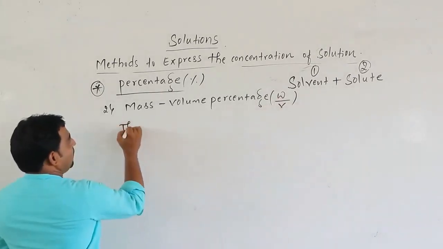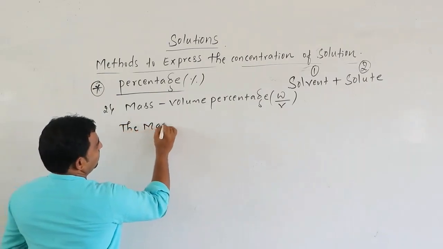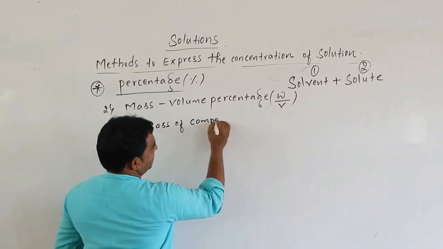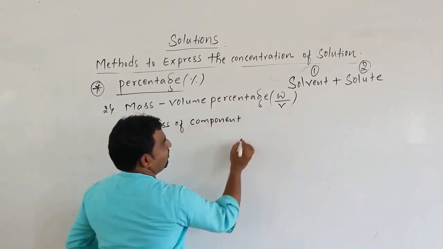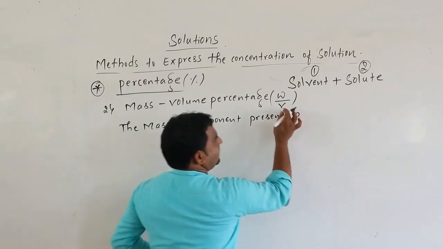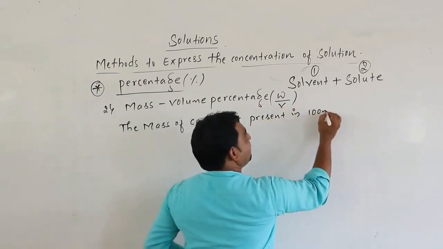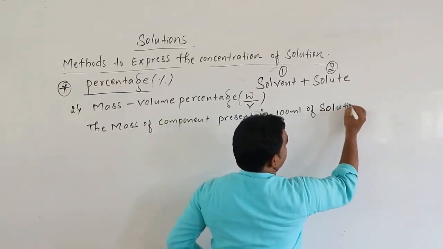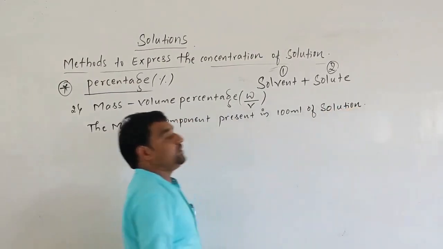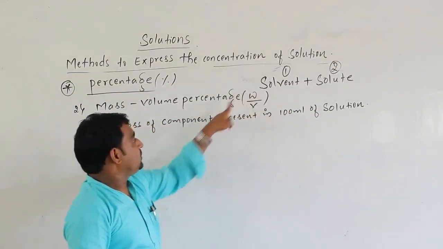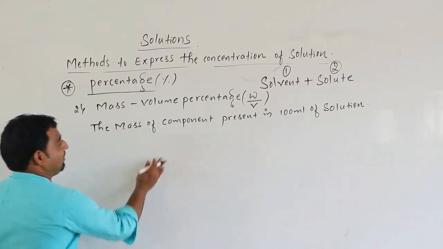The mass of component or solute, the mass of component present in 100 ml of solution. So here the solvent is taken in volume and the solute is taken in terms of gram.